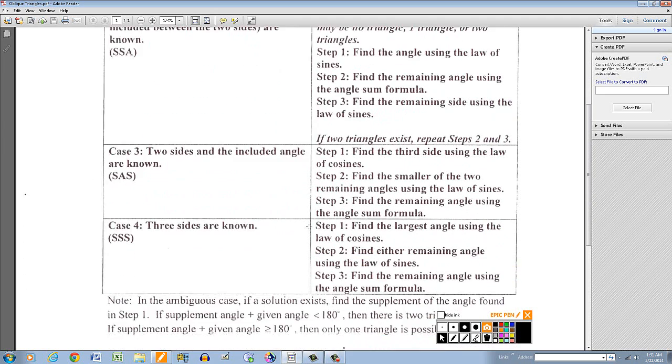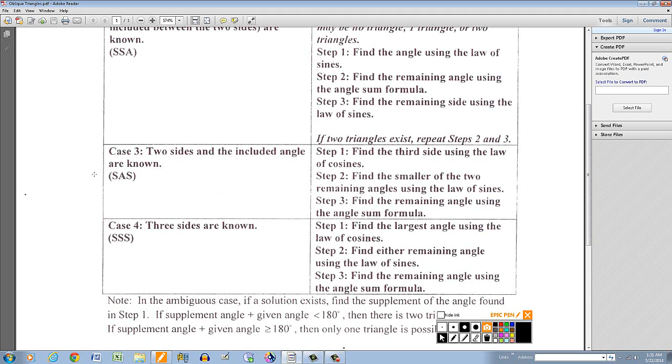Okay, now in case 3, let's suppose you're given two sides and the included angle. Two sides and the included angle are known. So this one you would call side, angle, side. Now in this case, the law of sines is not going to work. But this is where you're going to be using the law of cosines. So in step 1, find the third side using the law of cosines.